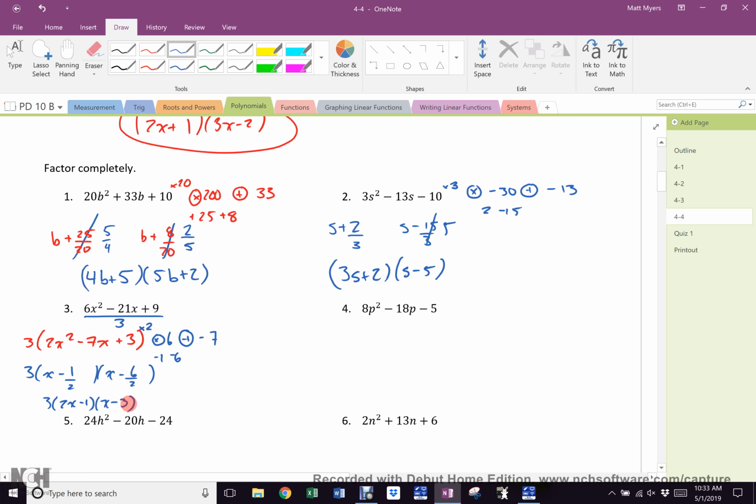Did I do it right? Yeah. 2 times x is 2x squared. Negative 1 times negative 3 is positive 3. 3 times 2 is 6. 3 times 3 is 9. And I did it right.